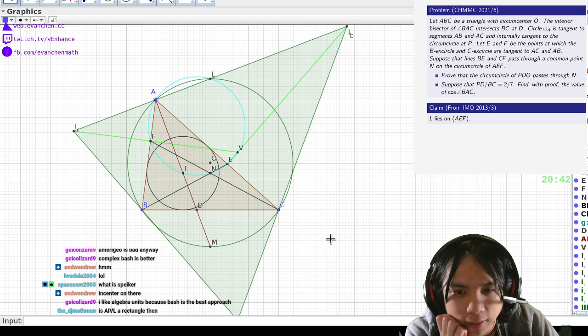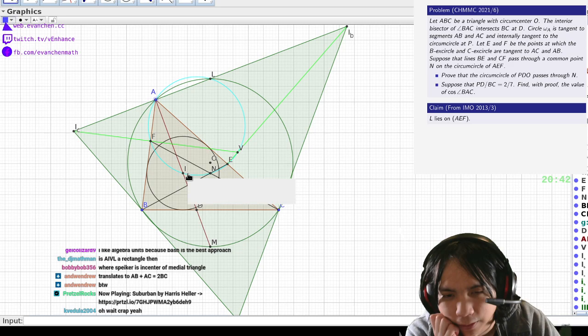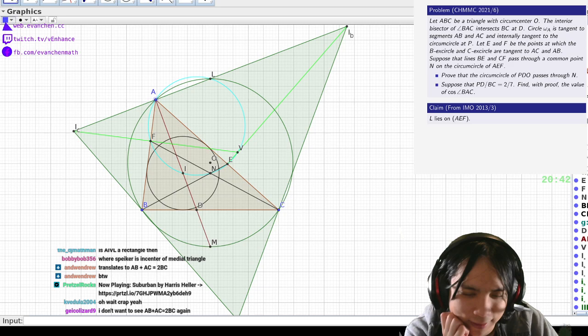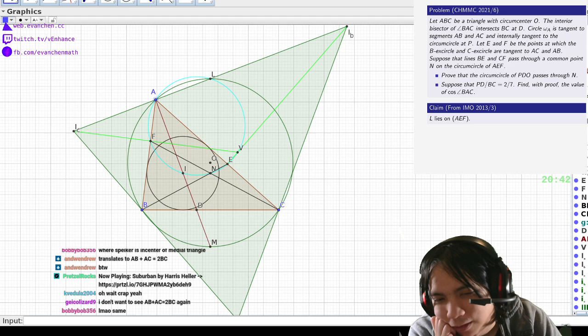Okay, actually, so I guess if N is on here, I want to show AI is perpendicular to IO. Oh, dang it. Oh, I see. It's this picture. The triangles for which this is true are going to be the triangles for which BC is the average of AB and AC. I remember seeing this kind of picture.